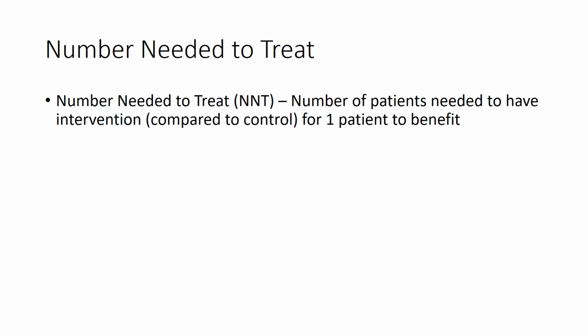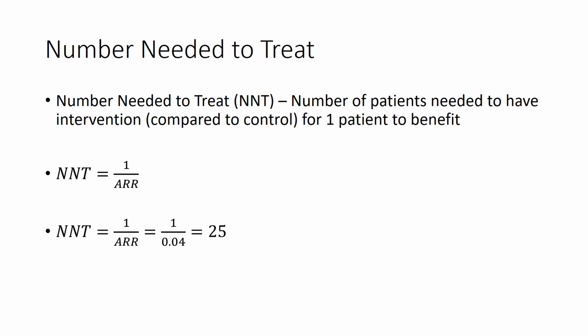The final term is the number needed to treat. It is the number of patients that need to have the intervention for one patient to benefit. It's equal to 1 over the absolute risk reduction, 1 over 0.04, which equals 25. That means if we treated 25 patients with our intervention, one patient would ultimately benefit when compared to the placebo.